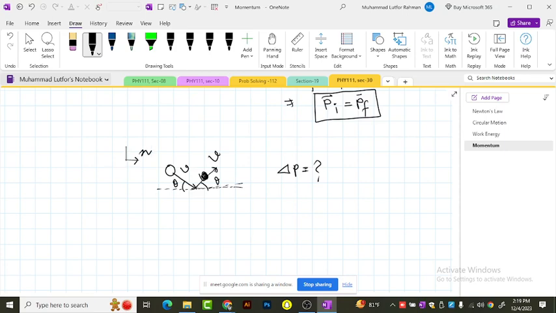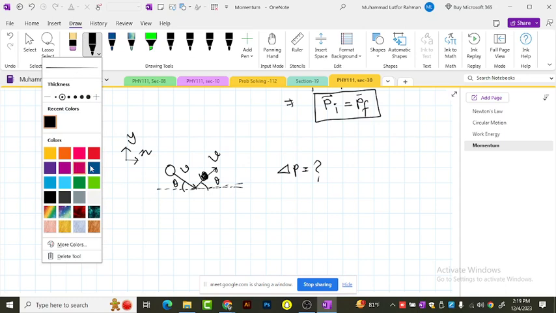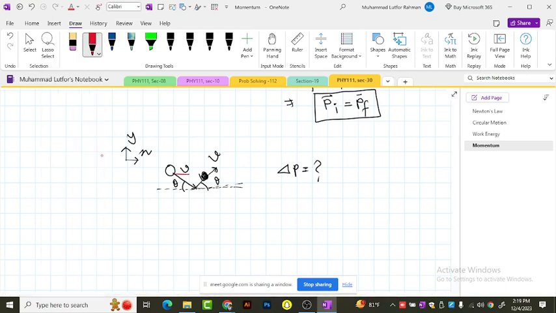Since it's basically two-dimensional motion, I'm going to take the components of these velocities. Let's say I choose the color. This velocity of that part is the Vx, and this is the Vy. And this is also the Vx, and that should be the Vy.